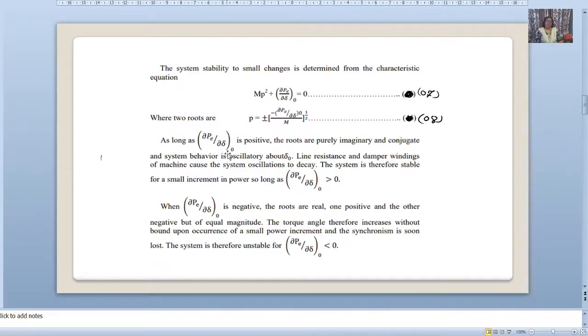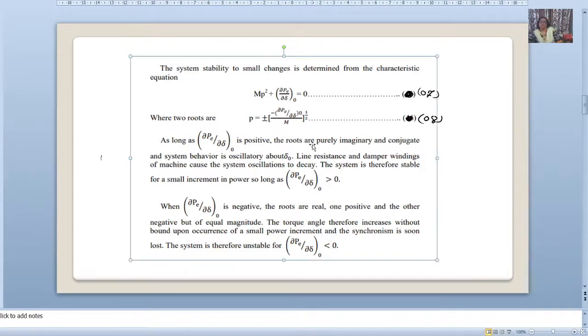The partial derivative of P with respect to delta del is positive. If the synchronizing power coefficient delta P upon delta del is positive, the roots are purely imaginary and conjugate, and the system behavior is oscillatory about del 0. Line resistance and the damper winding of the machine cause the system oscillation to decay. The system is therefore stable for small increments in power so long as delta Pe upon delta del is greater than 0.